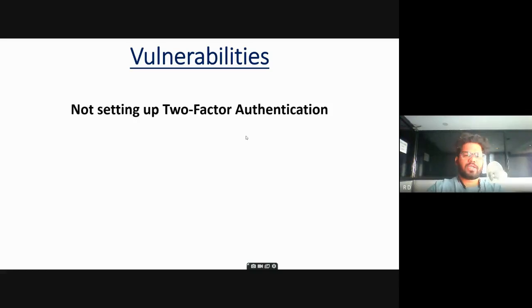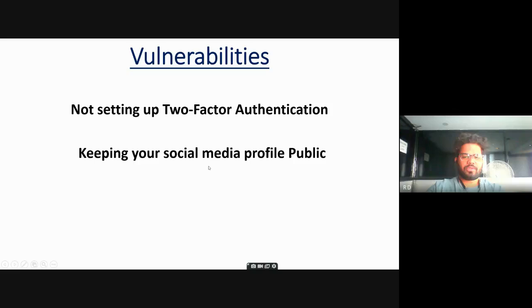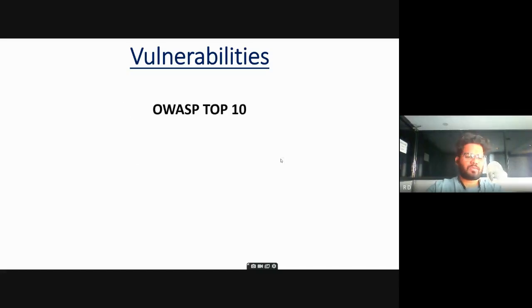Some other vulnerabilities are not setting up two-factor authentication and keeping your social media profile public. As I said, please make sure your social media accounts are private and not public. Then there is something called OWASP Top 10, which is a list of the top 10 web application vulnerabilities. This is very important from a web application security standpoint. You have a separate session kept for OWASP Top 10. Please make sure you attend it, because there will be a demonstration of the most common vulnerabilities in the top 10 list. As security professionals, you have to at least know the OWASP top 10 vulnerabilities.